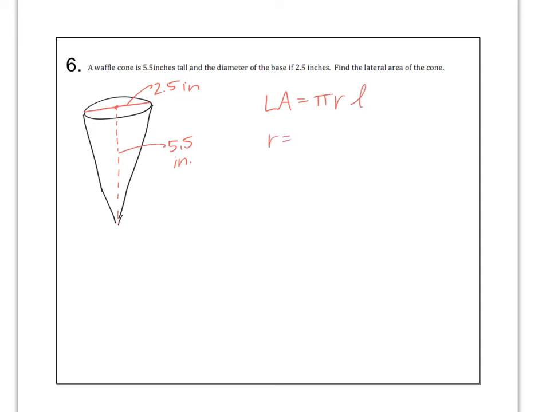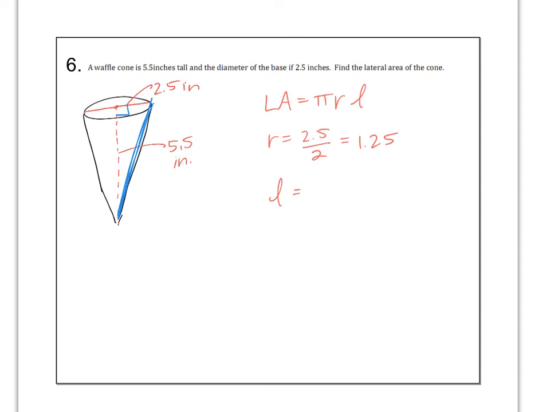Let's see if we can find our values. Radius. Well, if the diameter is 2.5, you're going to have to take half of that. So you get 1.25 for your radius. The slant height. We do not have the slant height. The slant height would be this distance. I'm kind of outlining it in blue. And so we're going to have to find that slant height.